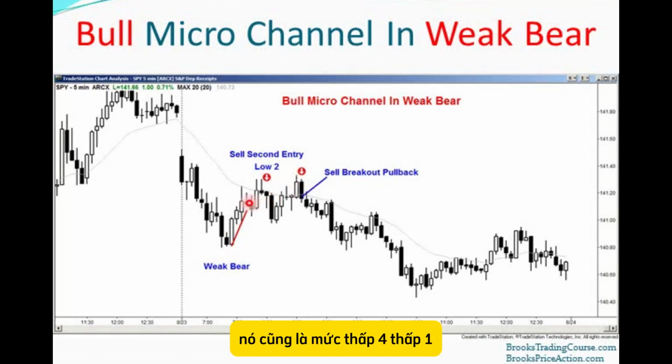It's also a low 4, low 1, low 2, low 3, low 4. It doesn't matter what you call it. You simply have to recognize that it's a reasonable sell setup.